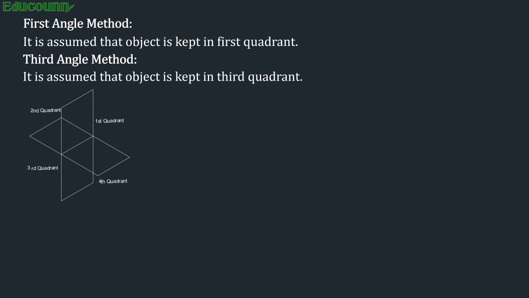Now, what do you mean by quadrant? Whenever a three-dimensional space is divided into four different regions by the intersection of a vertical and a horizontal plane which are exactly at 90 degrees, that is perpendicular to one another, the regions so formed are called quadrants.